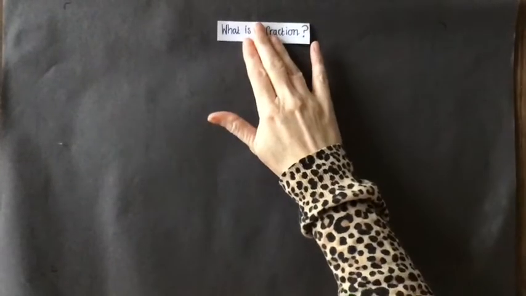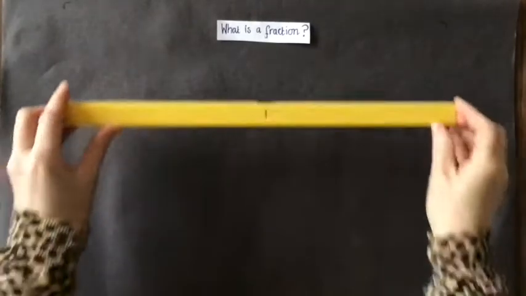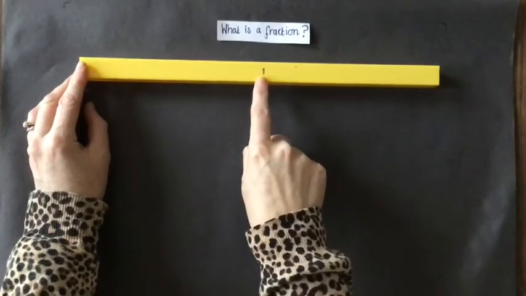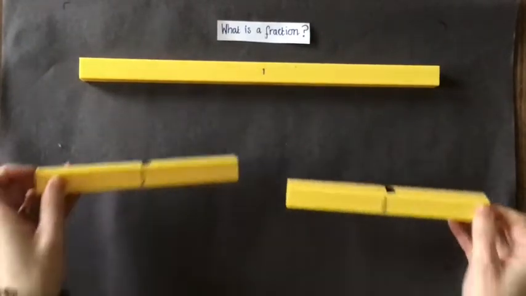So this is the first of our Year 5 fraction videos, and what we're going to look at today is recapping on what a fraction actually is. Fractions represent parts of a whole, and this fraction rod here represents one whole number. Whole numbers can be divided equally into equal parts.